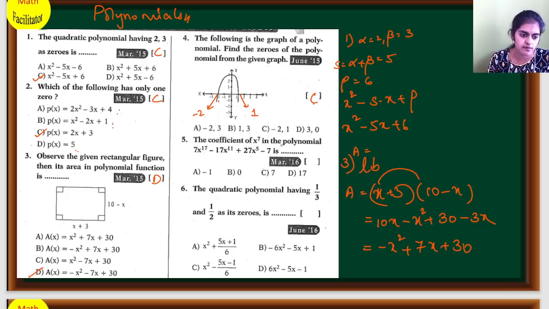The coefficient of x power 7 in the polynomial. Where is x power 7? Do we have x power 7 here? It is x power 17, x power 11, x power 5. There is no x power 7. So the coefficient is 0.